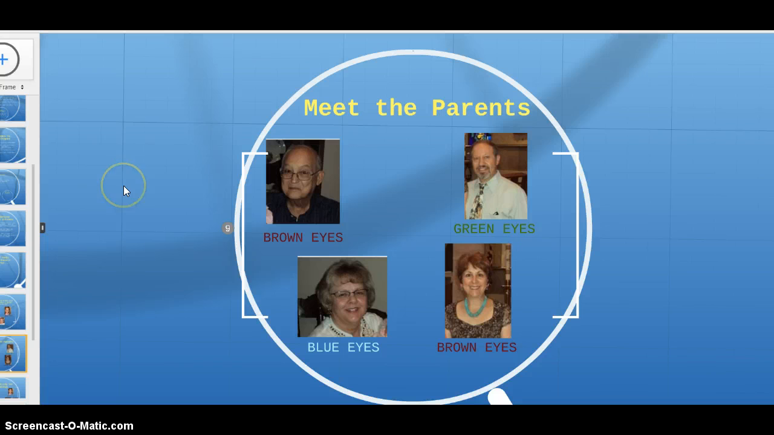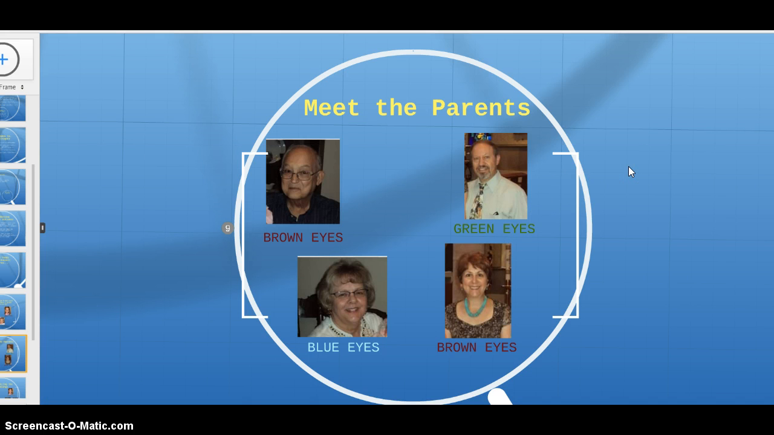All right, these are Meet the Parents. These are Augie's parents. This is Jim, and he has brown eyes. And this is Joan, and she has blue eyes. And these are my parents. This is Vince, and he has green eyes. And this is my mom, Paula, and she has brown eyes.